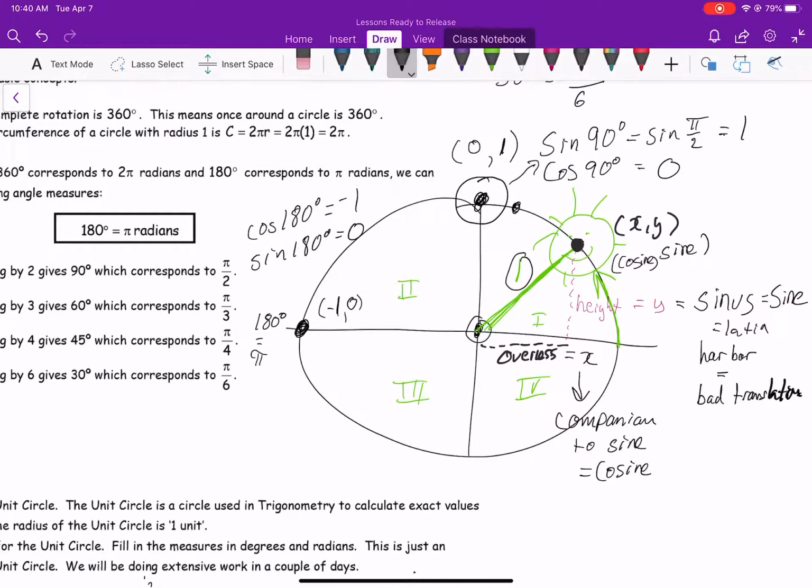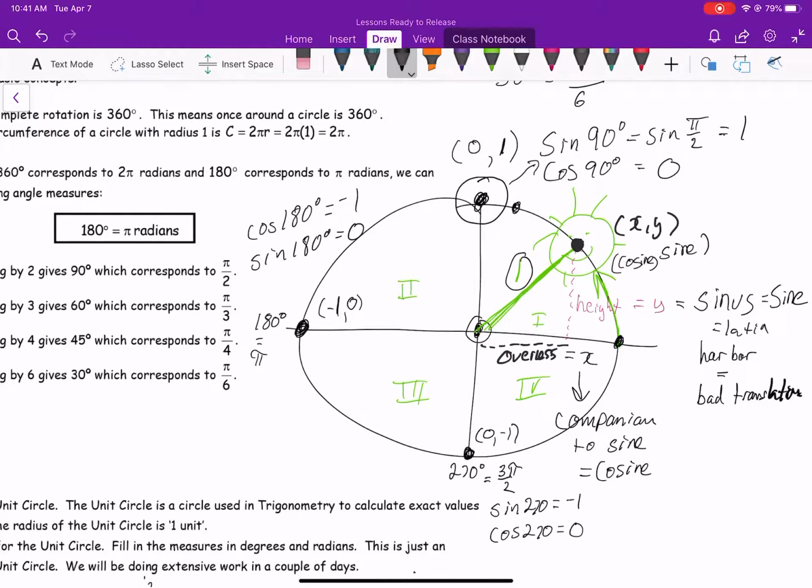We can carry on to position 3 down here. We know that's 270 degrees, which is also 1 full pi plus another half, so that's pi and a half, or 3 pi over 2. What are the coordinates there? You're at no overness and 1 down, so that would make the sine of 270 equal to -1, and the cosine of 270 equal to 0.